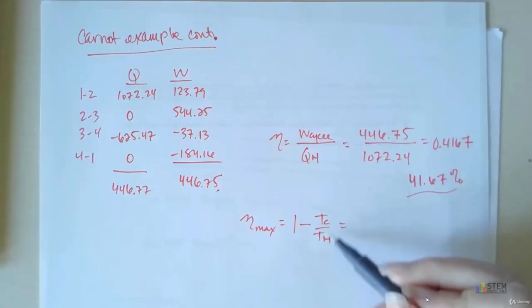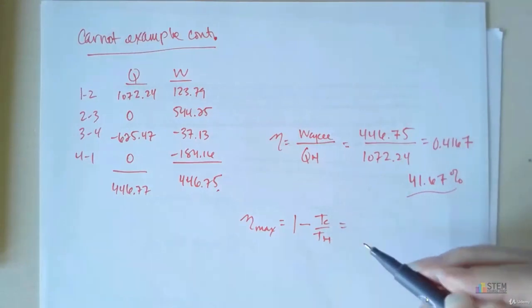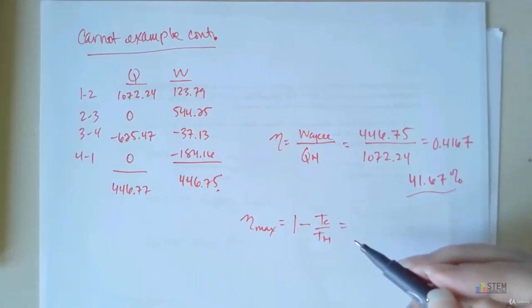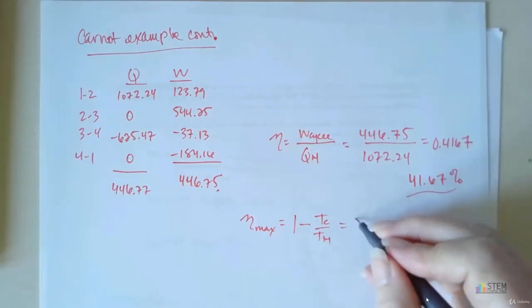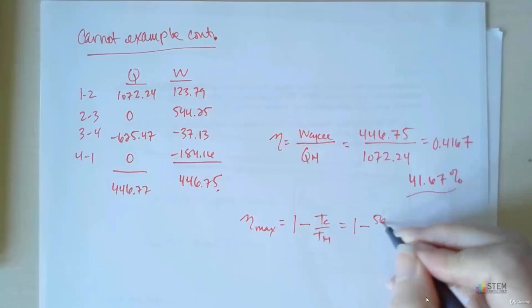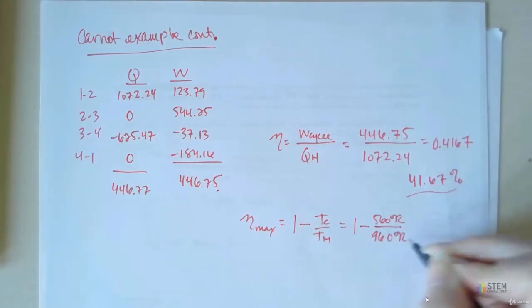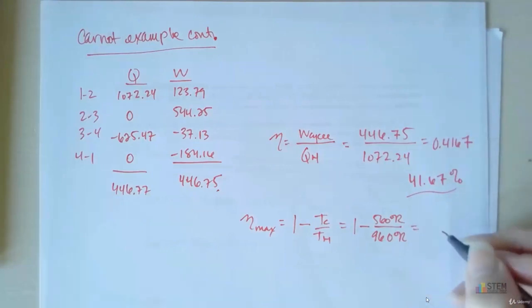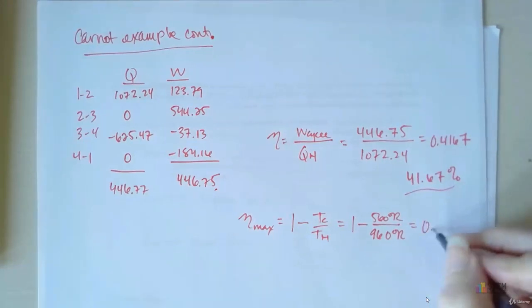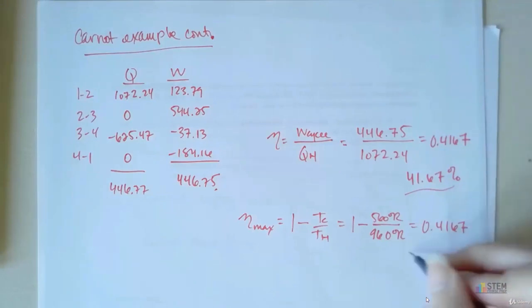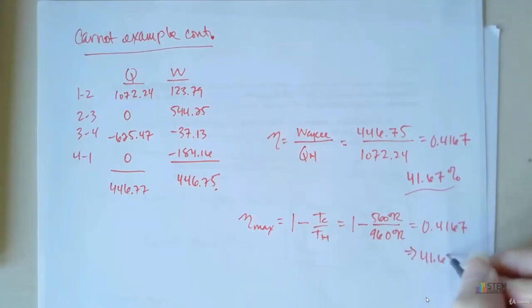And we know what those are. We had 500 and 100, right? That was in Fahrenheit. So if you put it in Rankine, we're going to have 1 minus 560 degrees Rankine over 960 degrees Rankine. And conveniently, you're going to get the same number. All right, so 41.67%.